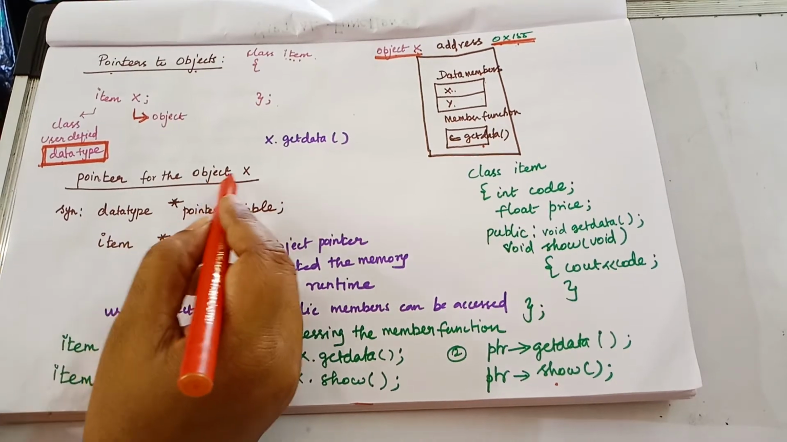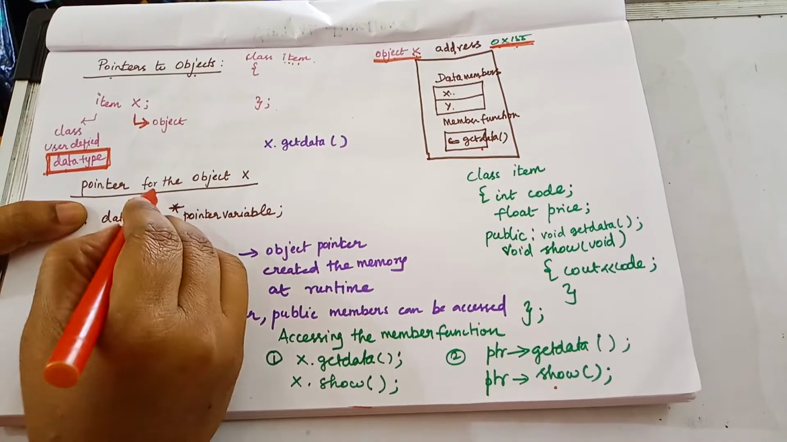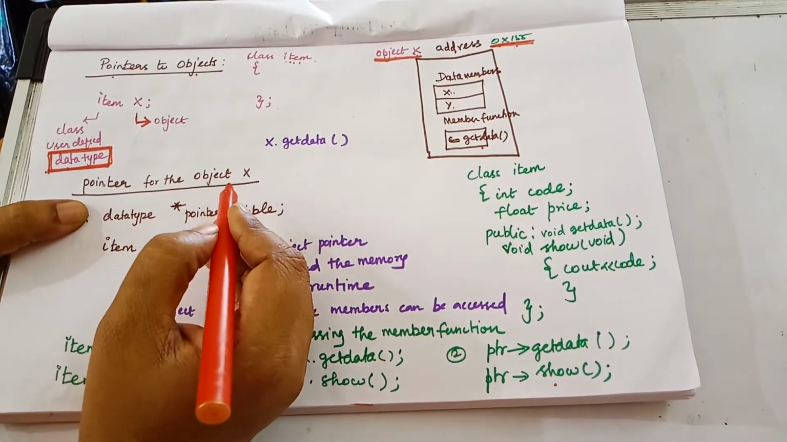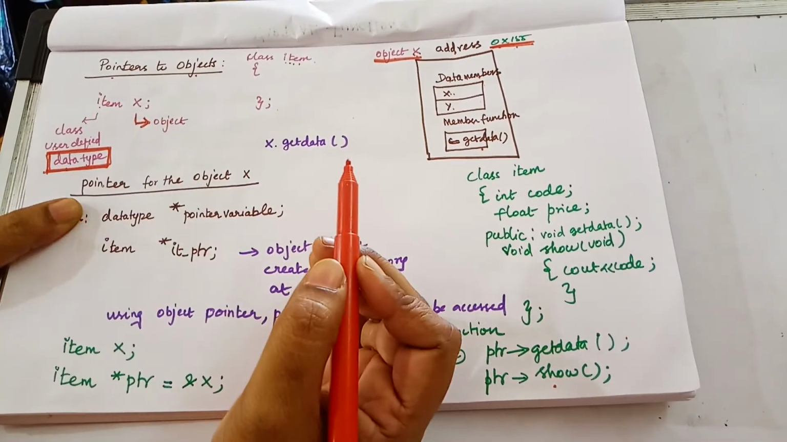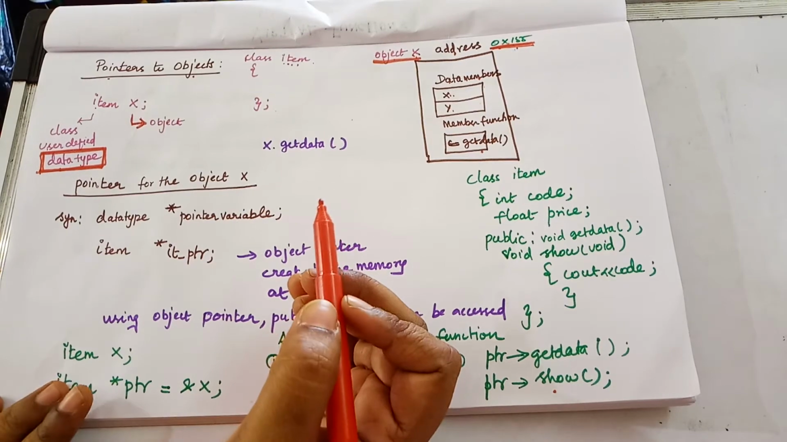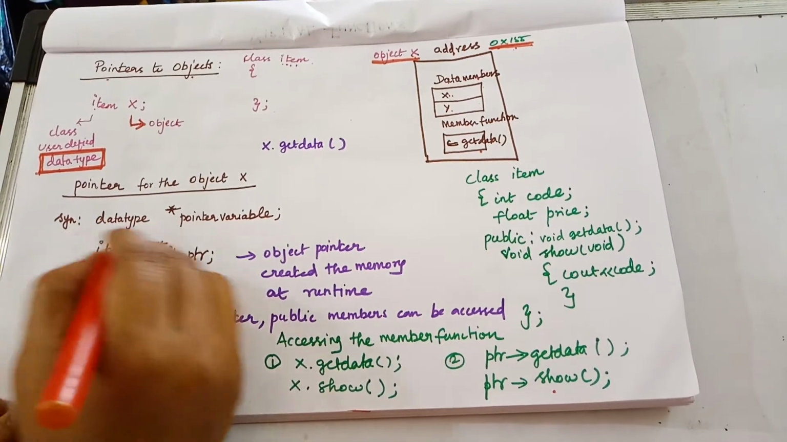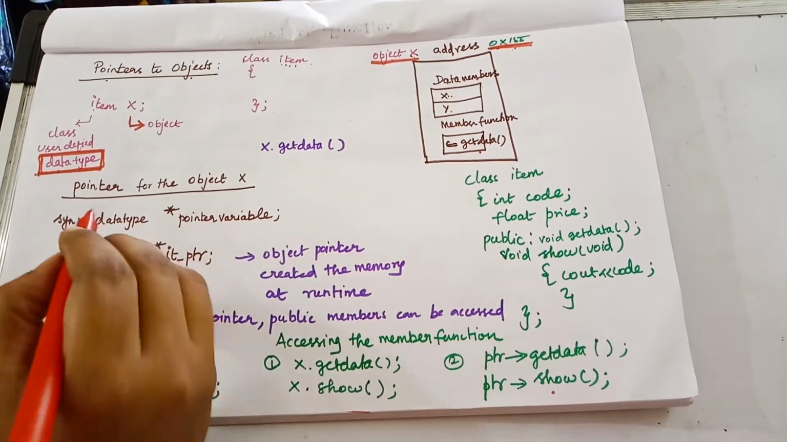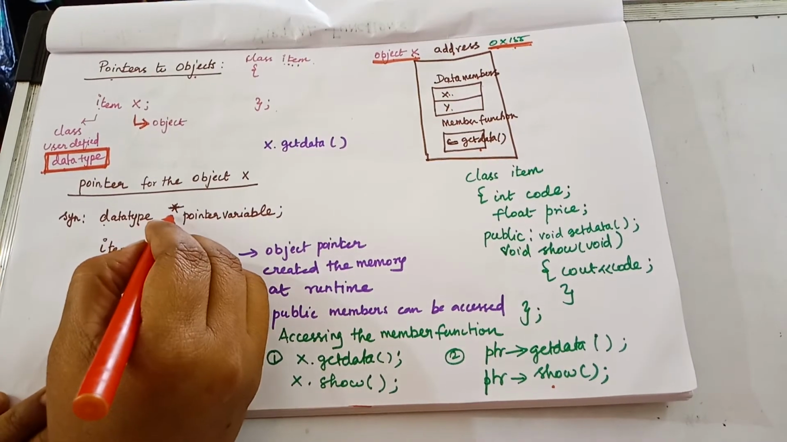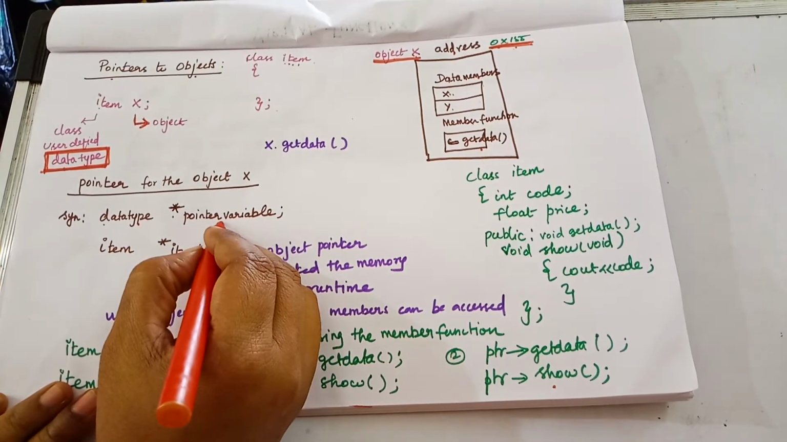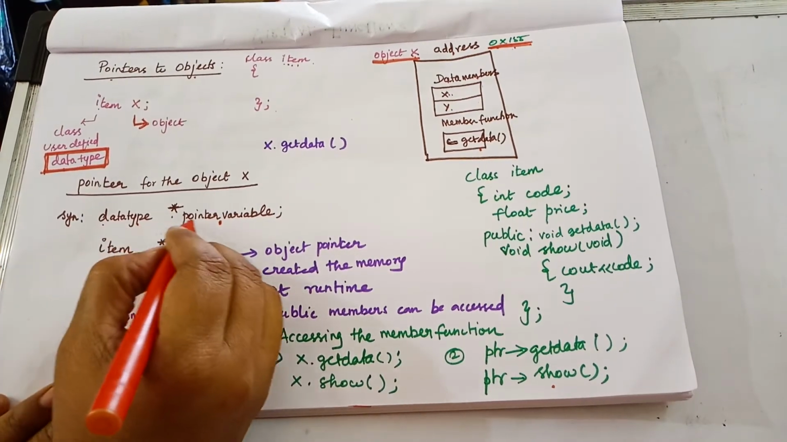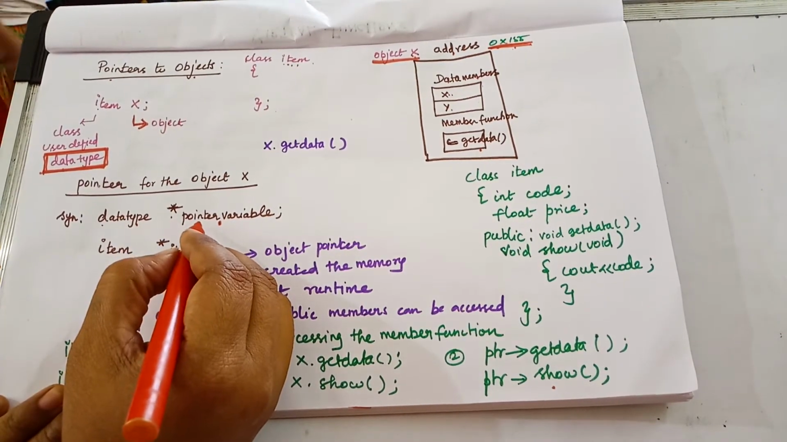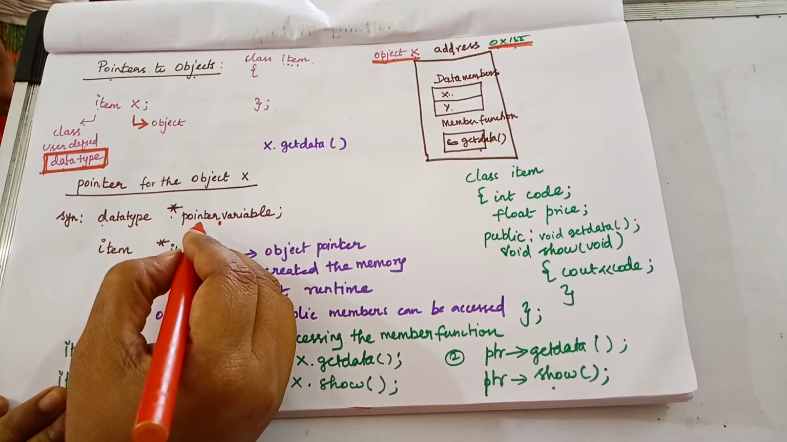Pointers for the object x. Now we want to create a pointer for the object. In the previous programs, you only created item x. If you want to create one pointer variable, you just have to include the syntax, which I already explained: data type, dereference operator, pointer variable. Remember, whenever you are using a pointer, you have to declare that you are going to use the pointer in your program.